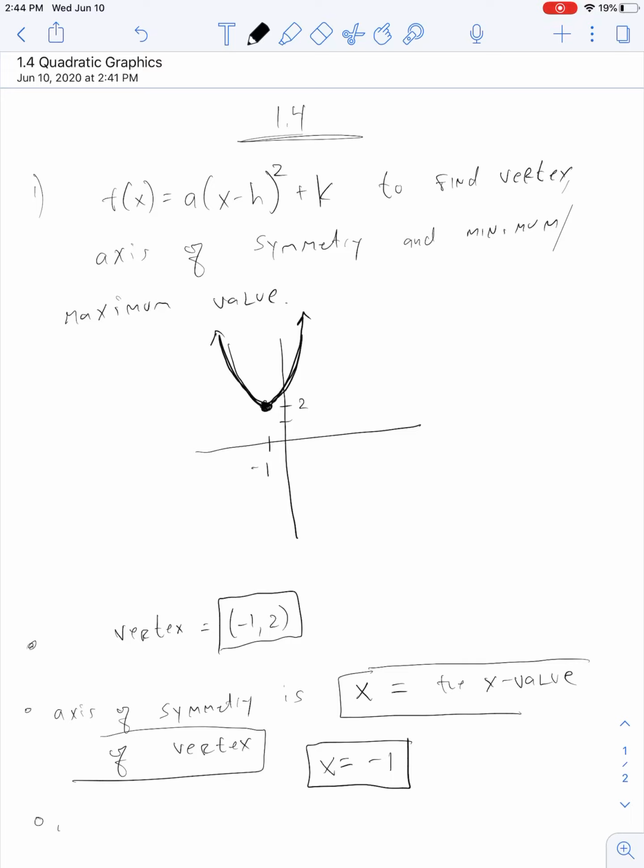Here it has a minimum. The minimum value is the y value of the vertex. Y value of the vertex is 2. So here this answer is 2.